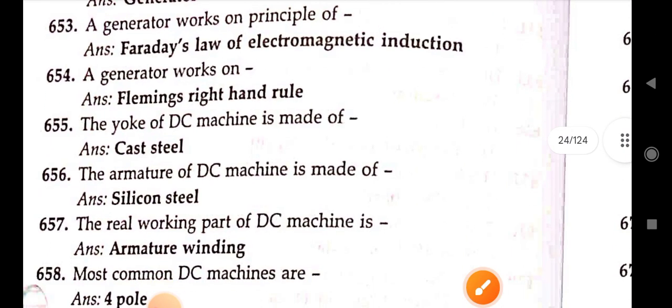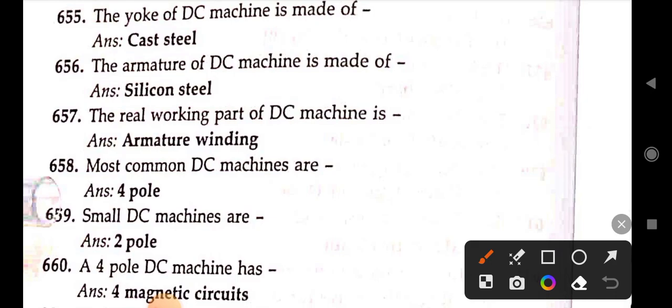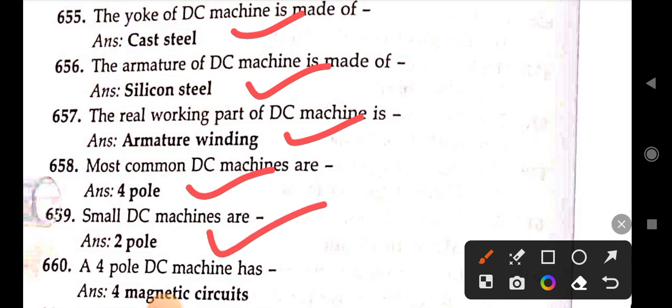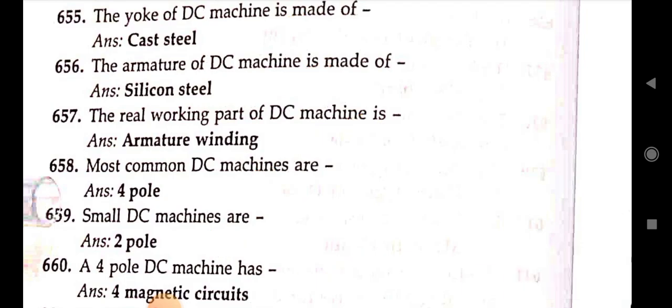Next, the yoke of DC machine is made of cast steel. The armature of DC machine is made of silicon steel. Next, the real working part of DC machine is armature winding. Most common DC machines are 4 poles. Small DC machines are 2 poles. A 4 pole DC machine has 4 magnetic circuits.